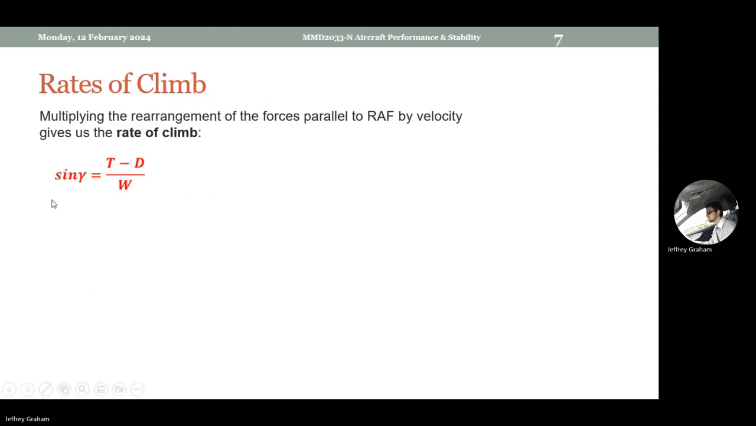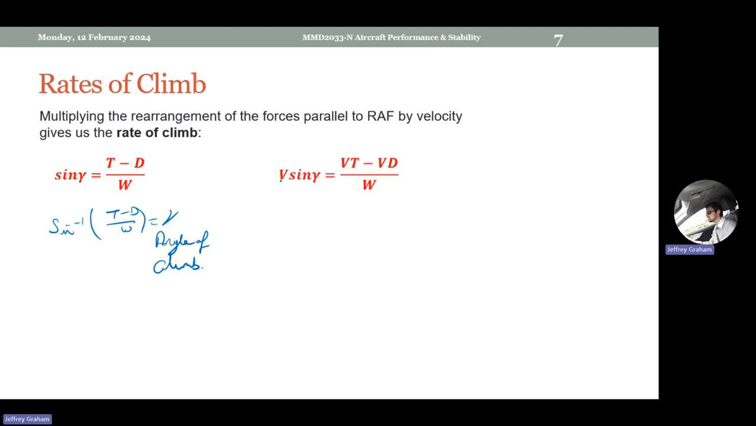So, first one, you can clearly see just by taking the sine inverse will give you the angle of climb. So we can take the sine inverse of thrust minus the drag over the weight. That will give you the angle. Say as up here, you take this rearrangement and you multiply it by the velocity, it gives you the rate of climb. You multiply both left-hand sides by velocity and the right-hand sides by velocity.